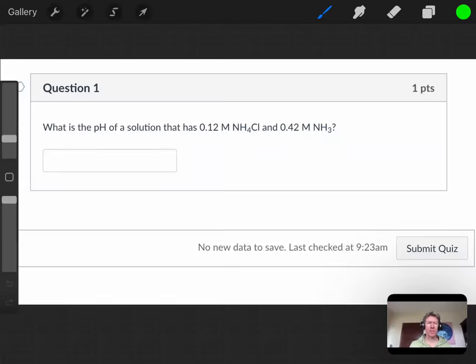This question asks, what is the pH of a solution that has 0.12 molar ammonium chloride and 0.42 molar ammonia? And these two, well, ammonium chloride is really a salt, an ionic compound that dissolves. So it breaks down into ammonium ions and chloride ions.